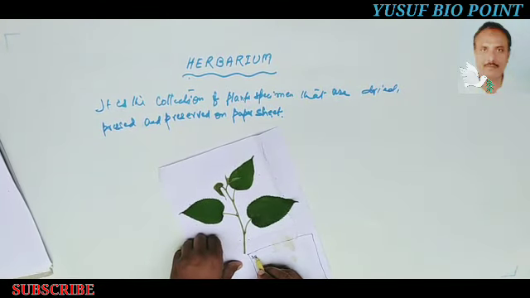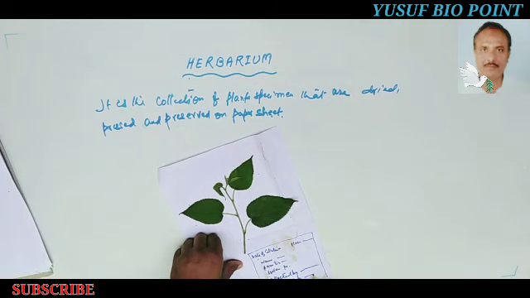On that, it has the date of collection, place of collection, name of the plant, family, its systematic position, means species, genus, family, like that, and finally collected by, the name of the student who collected, and then finally identified by.